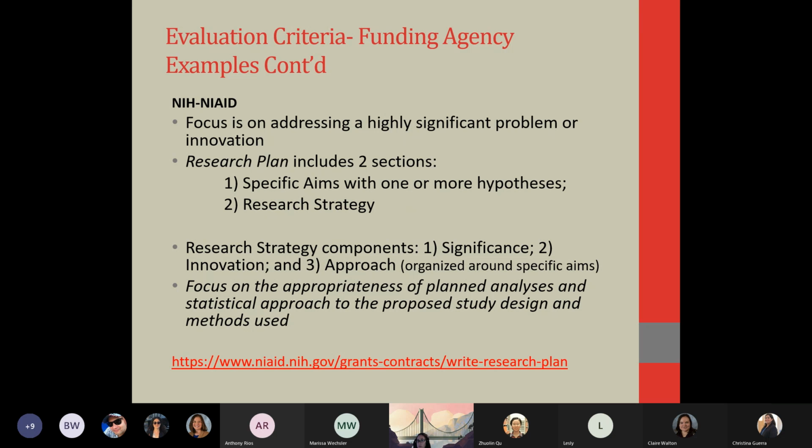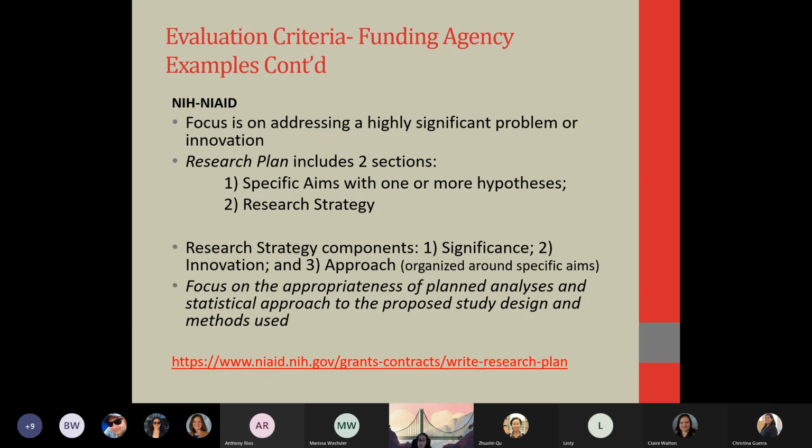Okay, so here's another example from NIH. This is NIH NIAID. So the focus of NIH, or specifically NIAID, is on addressing a highly significant problem or innovation. So the way they want your grant laid out, they want you to include a research plan, and your research plan includes specific aims with at least one or more hypotheses. So what's important to remember is that your specific aim should cover broad, long-term goals. So the specific hypothesis to be tested, also, you have to summarize your expected outcomes and then describe the impact on the research field.